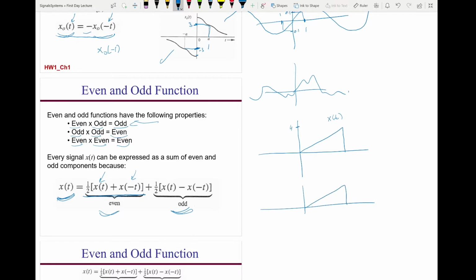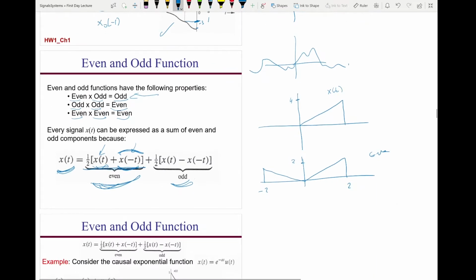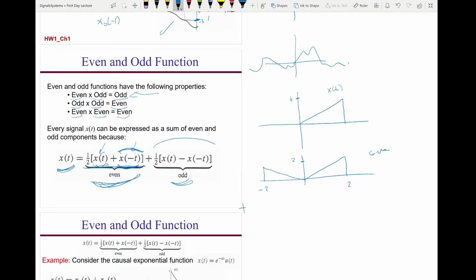This is the original signal, x of t times half, so that's 2. And I add to it the inverted, which is here. Say this is 2. So now this is even. And if I add to it this component, which consists of x of t times half, so it's this 1 times half, which is this, 4 becomes half, minus x of minus t. So this is x of minus t, and I multiplied by minus, so I'm inverting it.